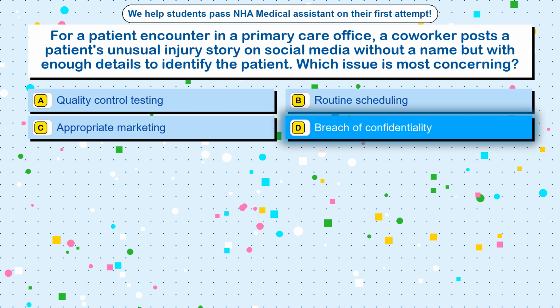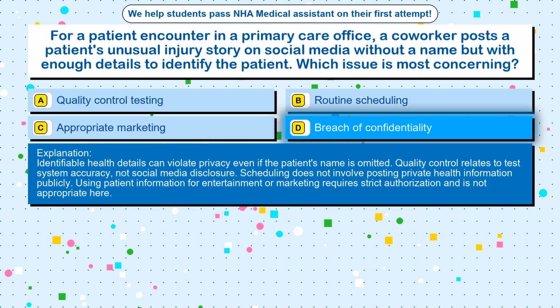The correct answer is option D, breach of confidentiality. Identifiable health details can violate privacy even if the patient's name is omitted. Quality control relates to test system accuracy, not social media disclosure. Scheduling does not involve posting private health information publicly. Using patient information for entertainment or marketing requires strict authorization and is not appropriate here.